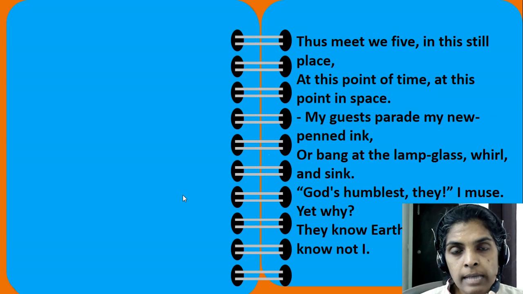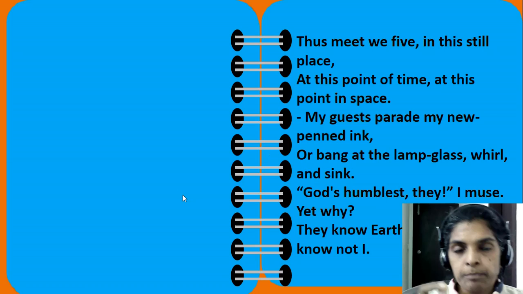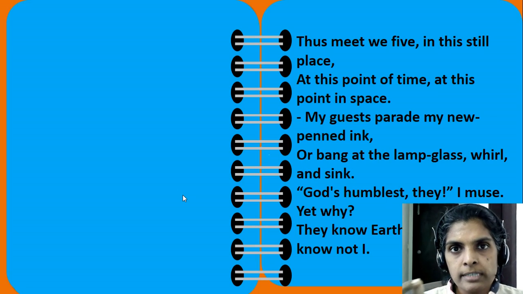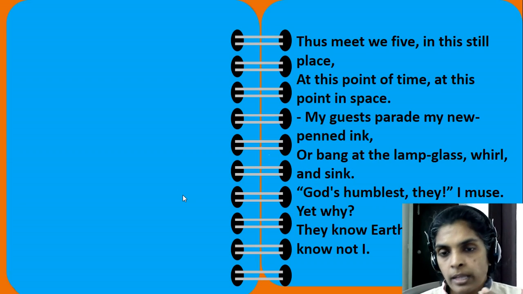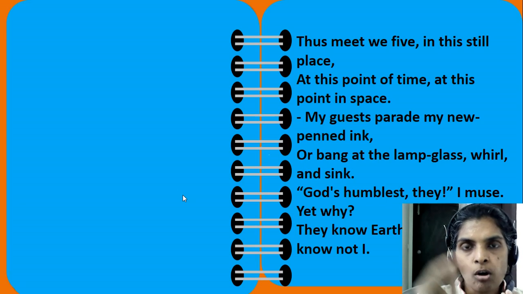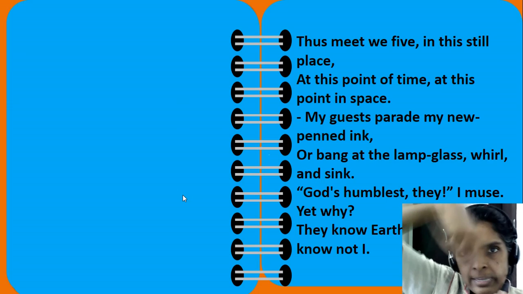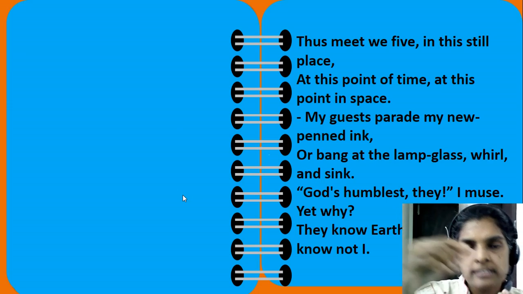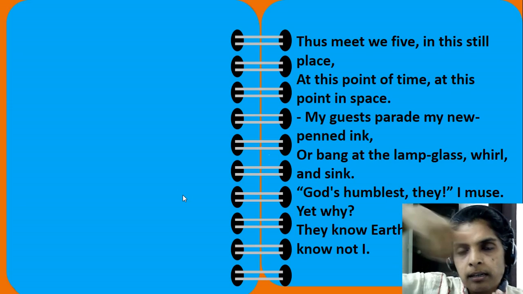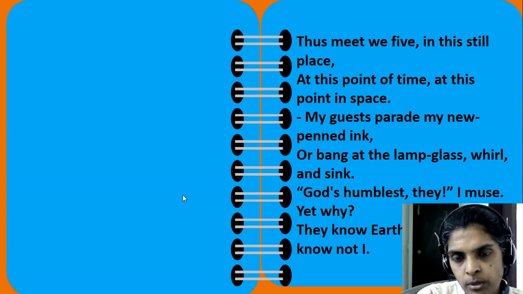So we saw the lampshade, right? So they bang against the light because most insects are attracted to light. So they walk for some time, then they go and bang on that glass, on the lamp glass. Whirl means that they turn like this because they're hitting against the lamp shade. Then they start rotating like this and they fall down. Okay, sink means they just fall down.